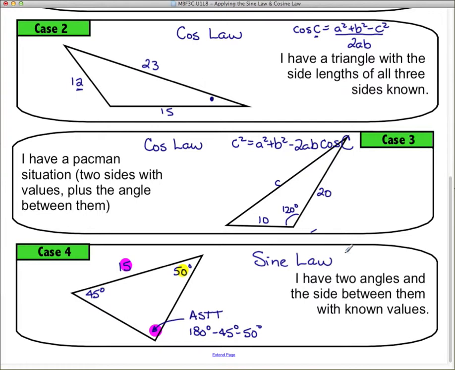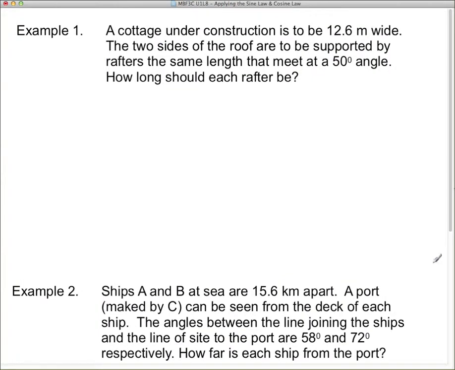So you're going to have to take a look at all your situations and see which one of these cases it falls into, because case 1 and 4 are a sine law situation, and case 2 and case 3 are a cosine law situation. So going on to an example.